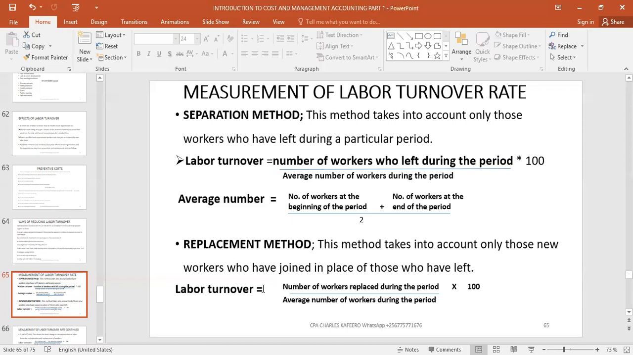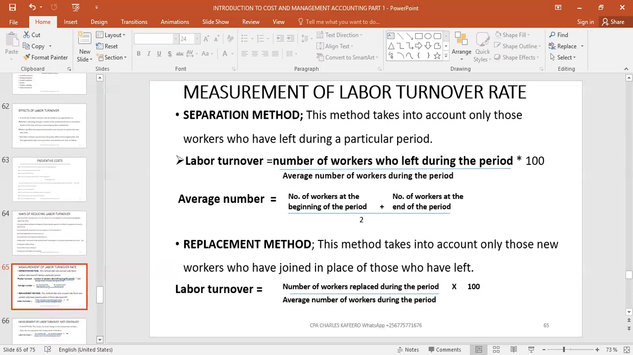The second method, we can talk about the replacement method. Replacement, as the word suggests, are the people who are coming in to replace those who left. So it will be the number of workers replaced during the period over the average number of workers during the period, times 100.